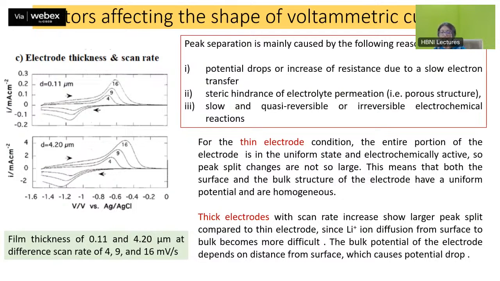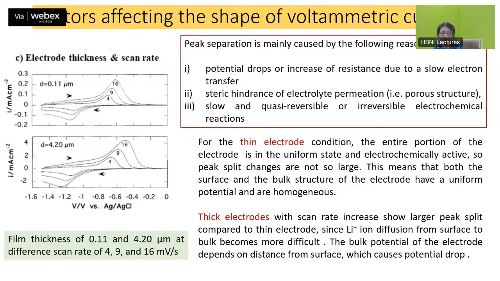So when you have a thin electrode, what is going to happen? The entire portion of the electrode is going to be in a uniform state and electrochemically active. So the peak split is not going to be so large. That means both the surface and the bulk structure of the electrode have a uniform potential and are more homogeneous. Whereas the moment you have a very thick electrode, with the scan rate increase, it will show a much larger split in the peak.